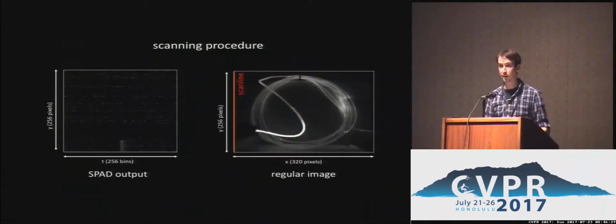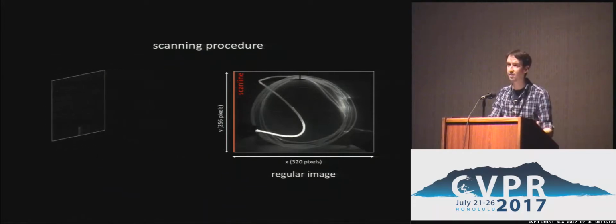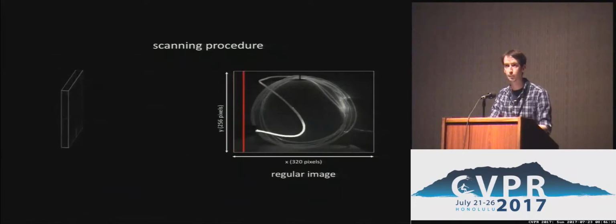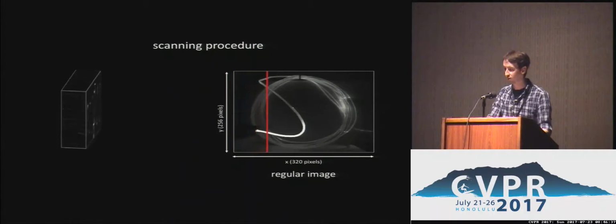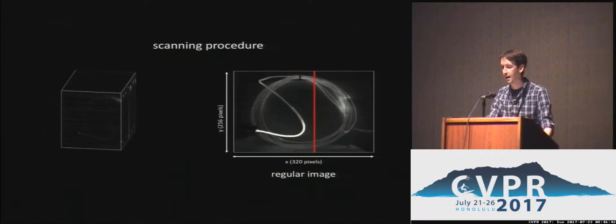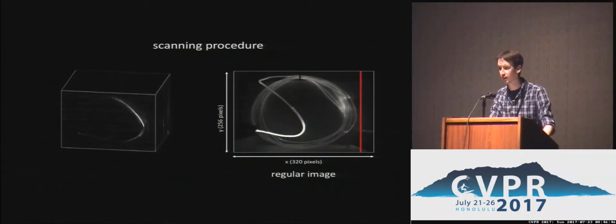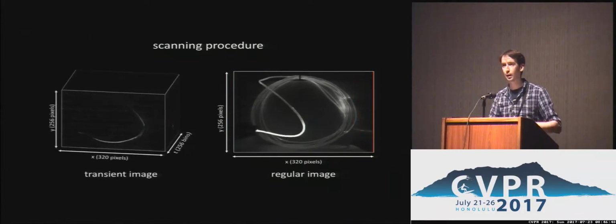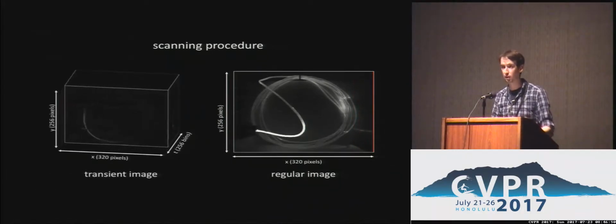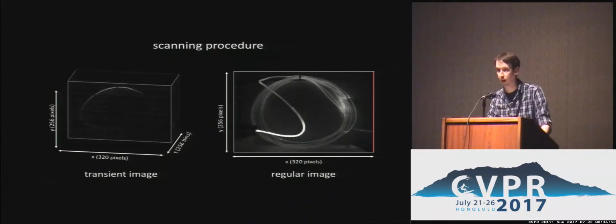Now, given that in our case, our SPAD consists of a linear array of pixels, we must scan the scene one line at a time to capture a transient image. So the scanning process takes about a minute for 320 different scan lines. And once we've stacked all these raw spatial temporal images together into a volume, we can then play back this volume as a video by slicing the volume up along the time dimension.